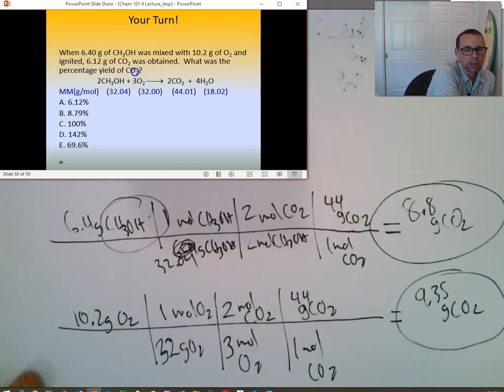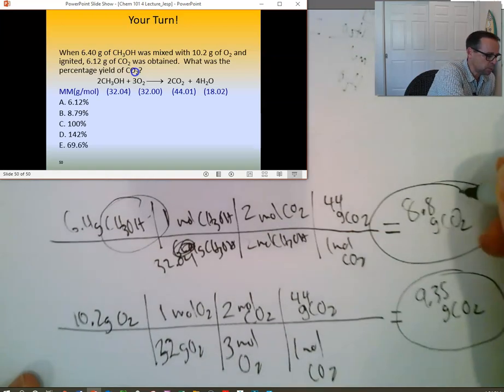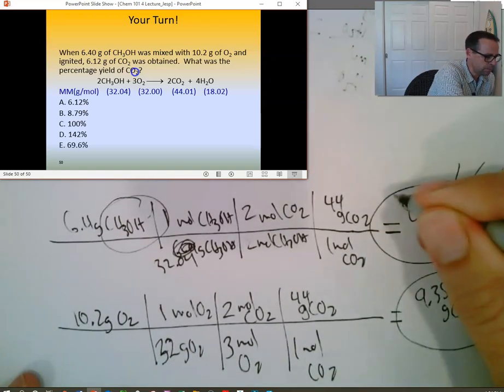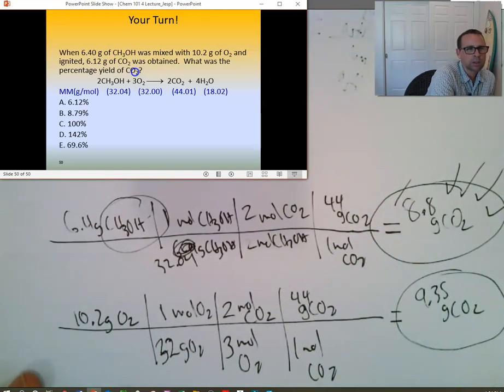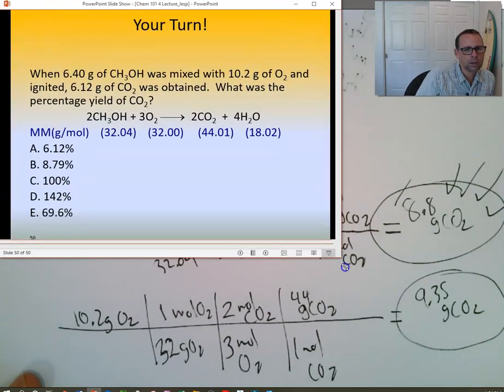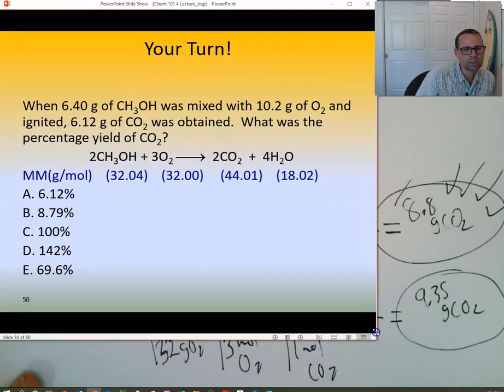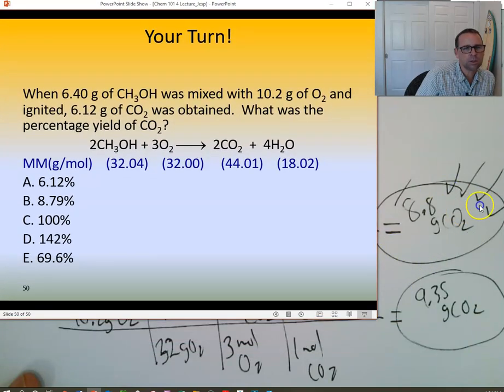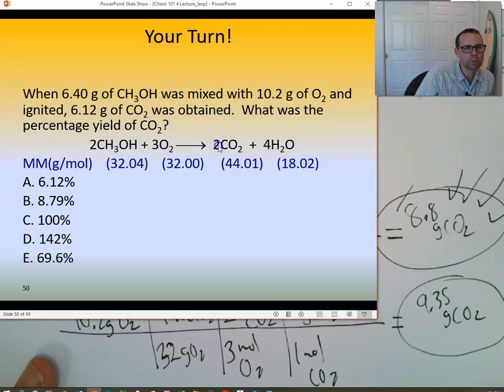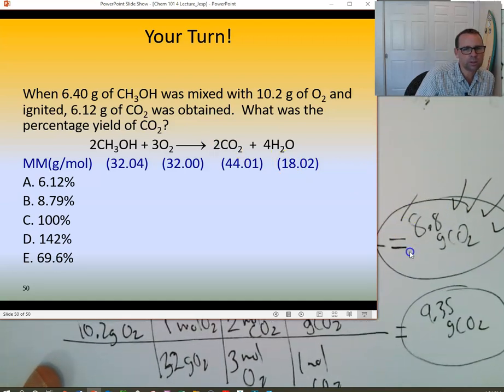Very good. And this becomes what? What do we call that value then? It's the theoretical yield. Now, how do I get the percent yield from the theoretical yield?